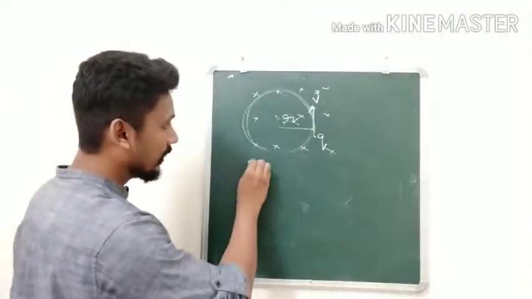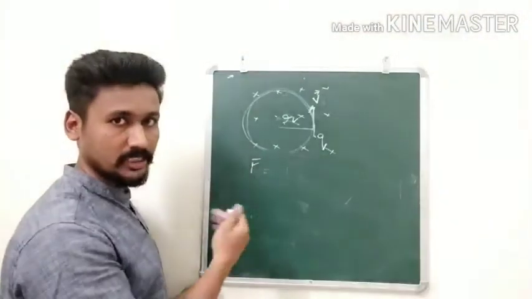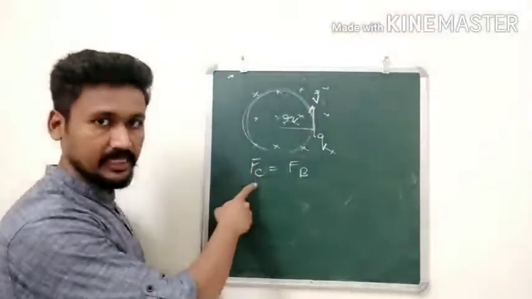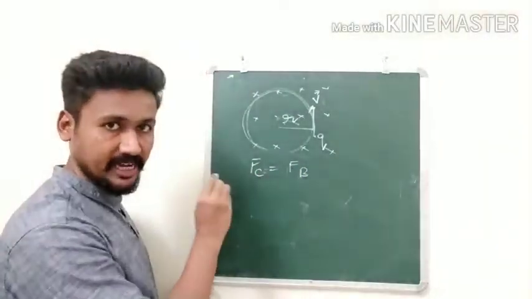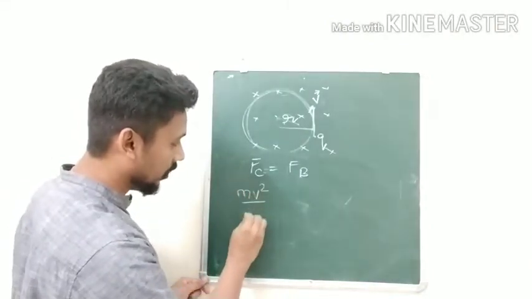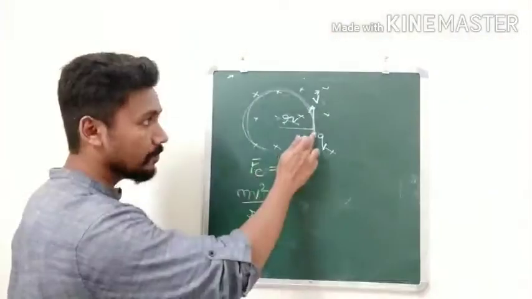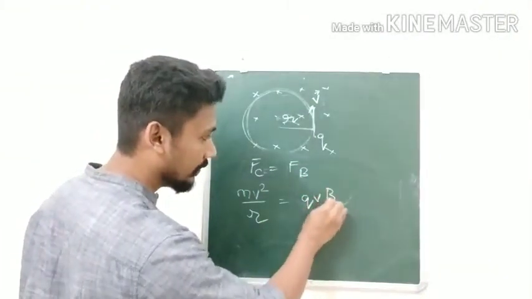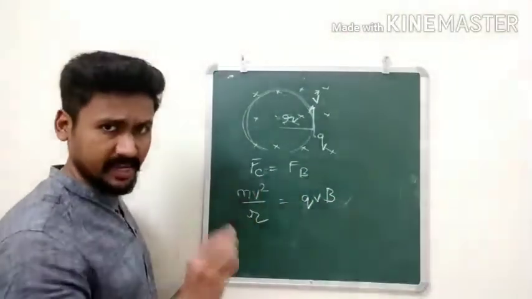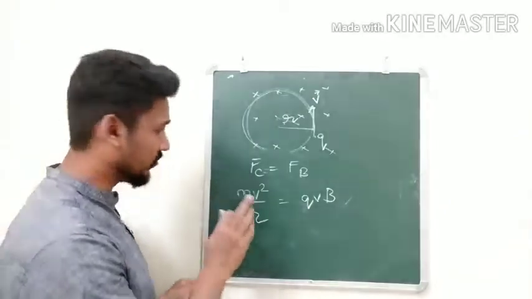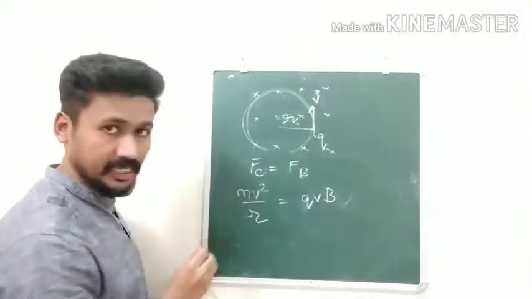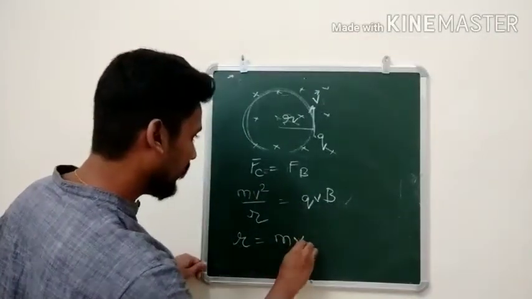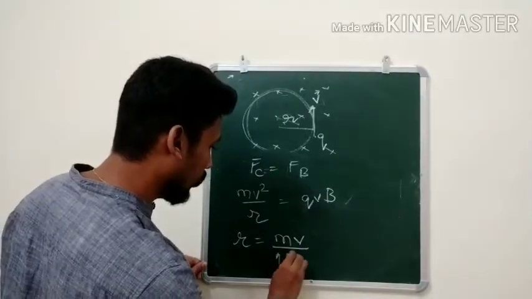In this case the magnetic force is acting like the centripetal force. So I can say Fc is equal to Fb, Fc being the centripetal force. We know the formula for a centripetal force, it is mv square upon r, where m is the mass of that particle, which will be equal to Fb, which is qvB. We are only taking the magnitudes here because we are not interested in the direction for now. So mv square by r equals qvB. From this you get r equal to mv upon qB.